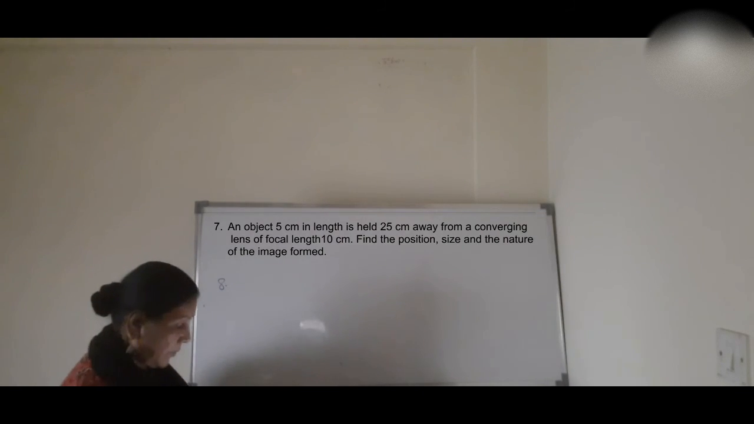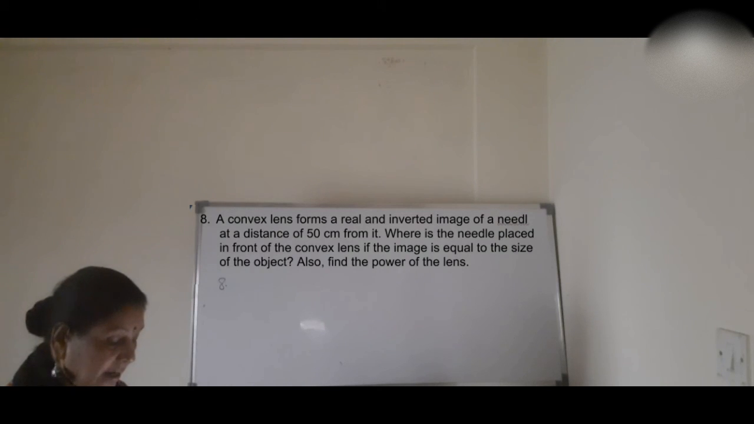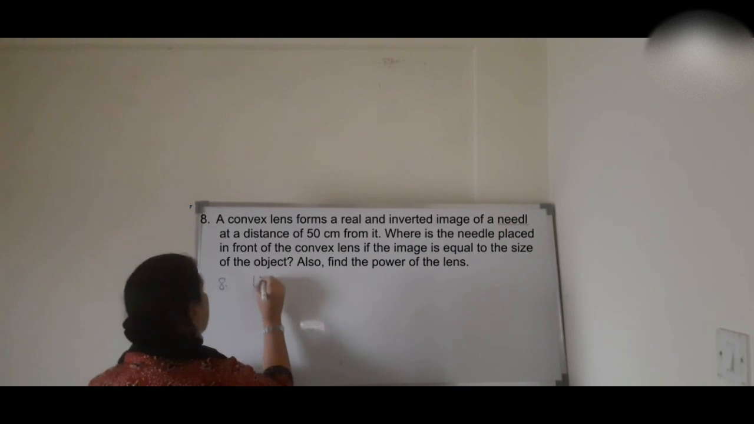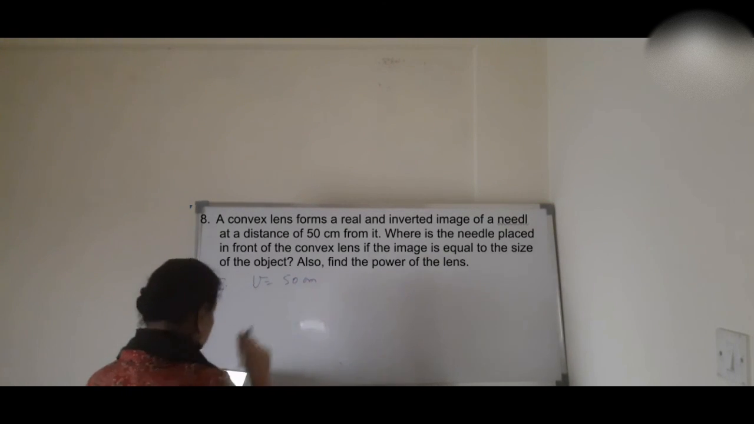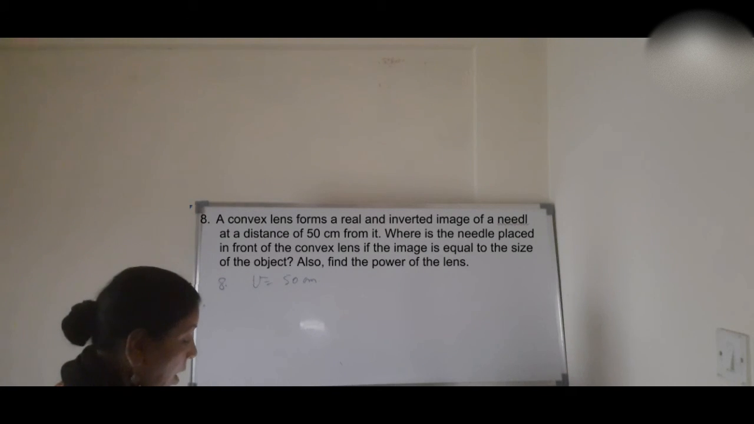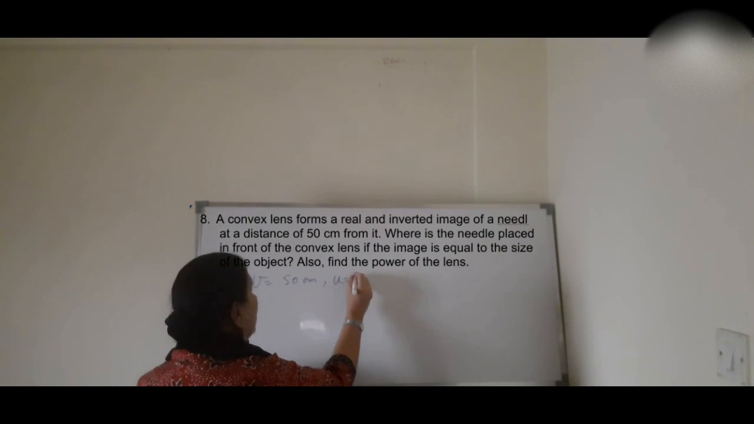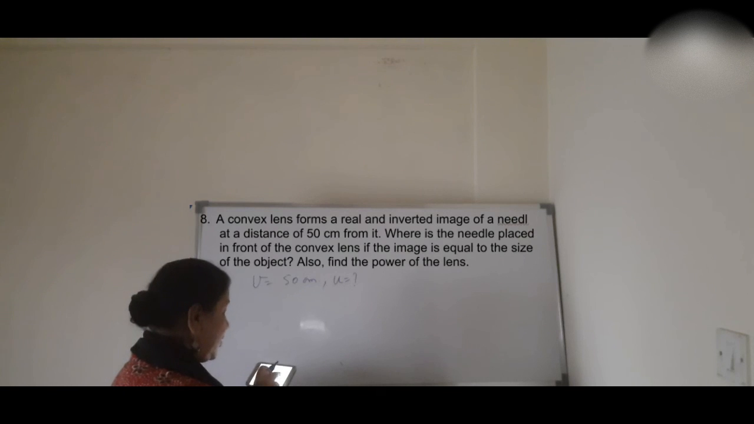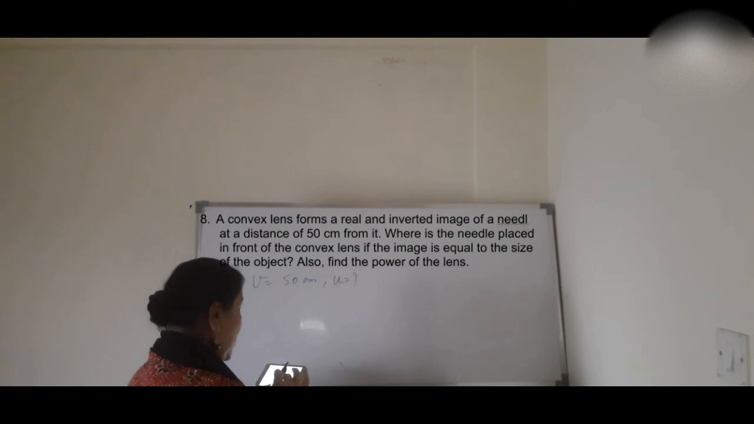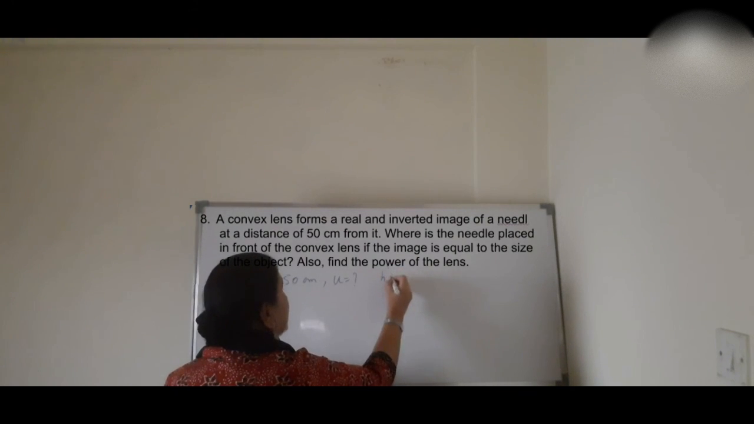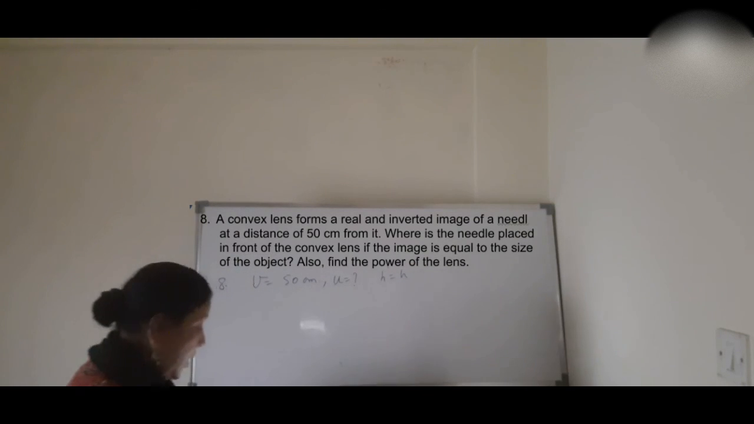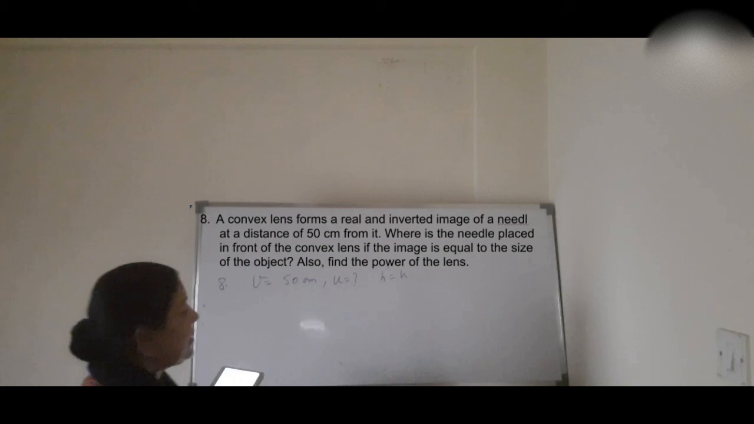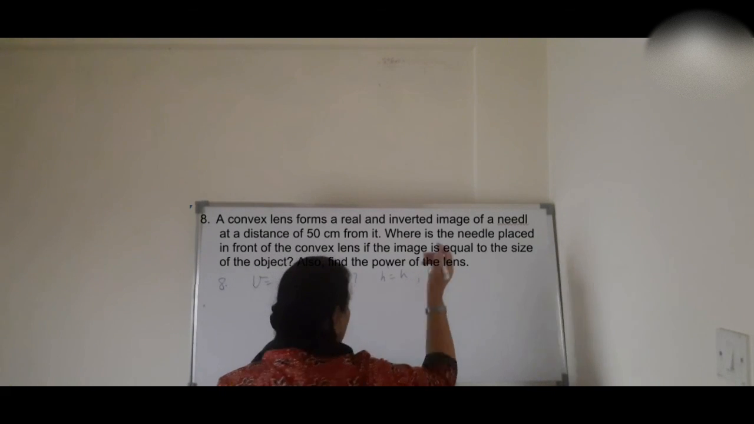What does it say? A convex lens forms a real and inverted image of a needle at a distance of 50 centimeter from it. So v is given to you as plus 50 centimeter because they have told a converging lens, convex lens. Where is the needle placed in front of a convex lens? So you have to find u, if the image is equal to the size of the object. So h dash is equal to h, they have given. Also find the power of the lens. You have to find the power of the lens as well. So that you have to find f.